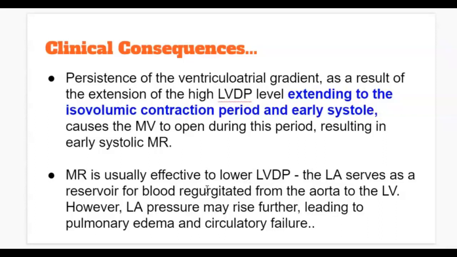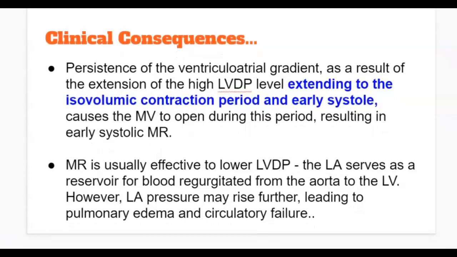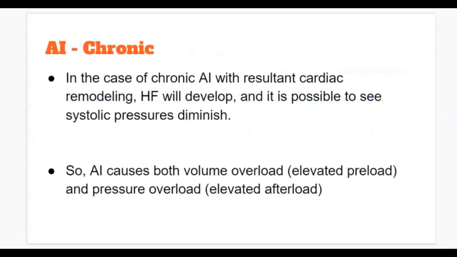Remember, the LA serves as a reservoir for blood regurgitated from the aorta to the LV. However, this is going to increase the LA pressure even more because there's going to be more blood up in there, leading to the potential for pulmonary edema and circulatory failure. We're going to stop there and start with chronic AI next.